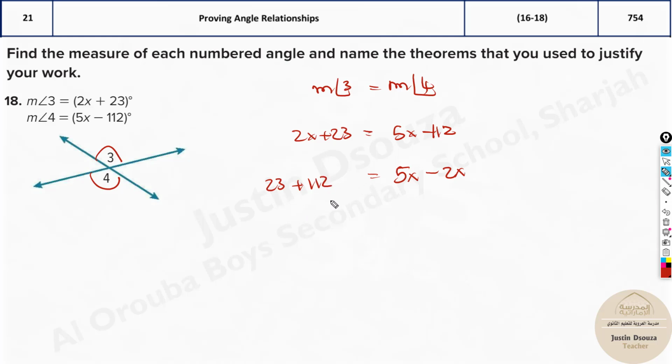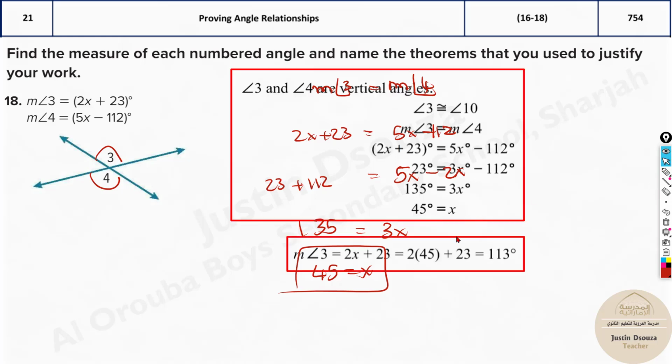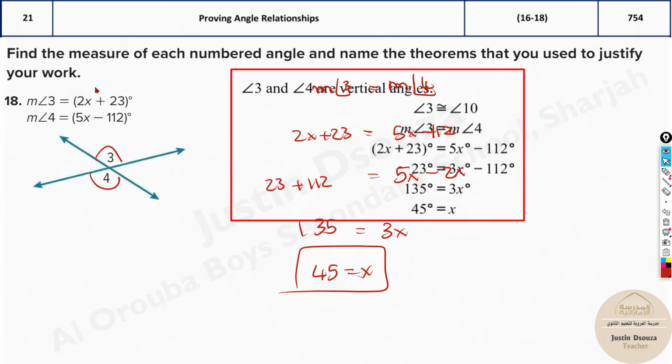Now here you can just solve it: 112 plus 23 is 135, equals 5 minus 2, which is 3x. Now it is divided by 3, 45 is equal to x, and that's the answer. So here, yeah, 45, and now it's still not over. So you need to put this 45 value back in these two equations and solve for it.